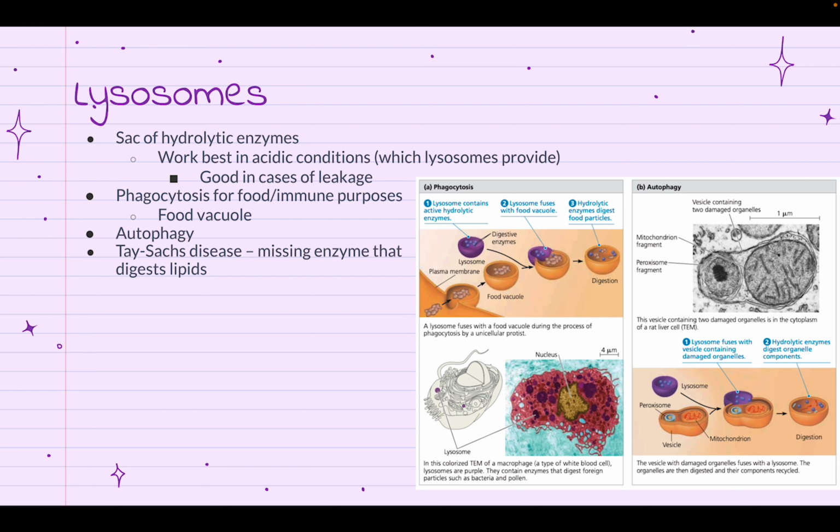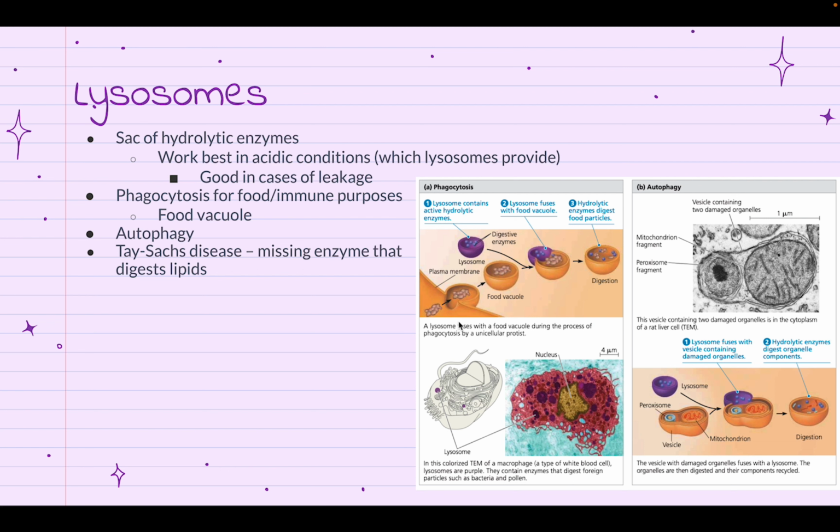So there's this thing called phagocytosis that lysosomes can participate in. This is really good for some cells when they want food, and it's also good for macrophages, which are a type of immune cell. Essentially, phagocytosis is when your cell envelops a particle. It could be a particle of food, or it could be your immune cell engulfing some pathogen, some foreign invader to your body.